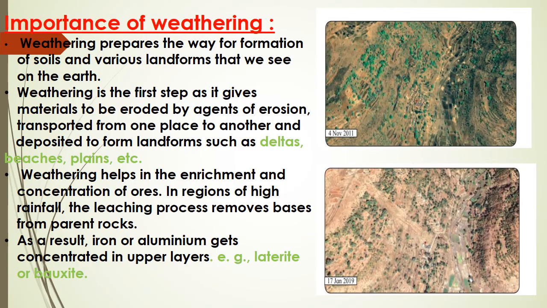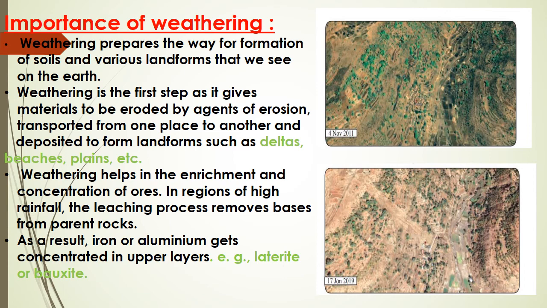So now we'll see the importance of weathering. What is weathering helping in? Weathering prepares the way for formation of soil and various landforms that we see on the earth. So different landforms get created after years. When you see the figure, you can see 4th November 2011 and 17th of January 2019. There is a lot of difference in both the figures. So a different landform is created. So weathering is a reason to create a different landform.